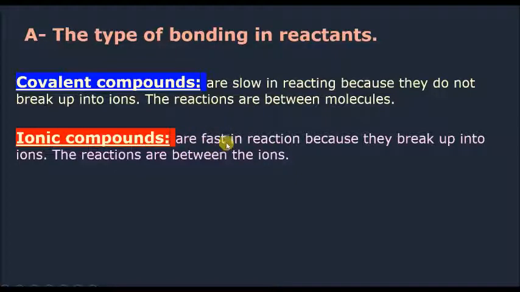Ionic compounds make fast reactions. Why? Because the covalent compounds don't break down into ions but react as molecules, while the ionic compounds easily break up into ions, so the reaction takes place between the ions.